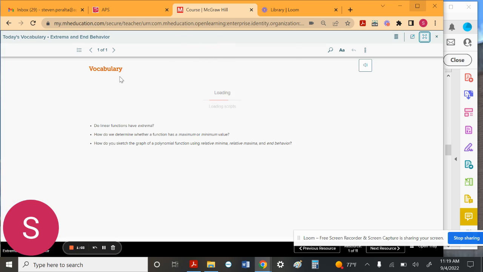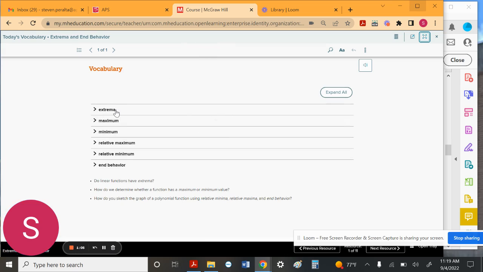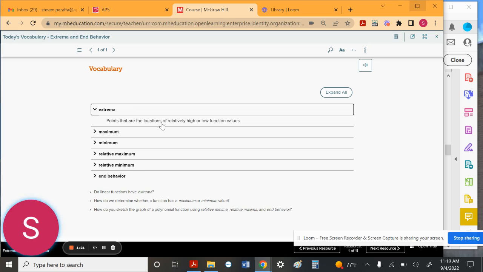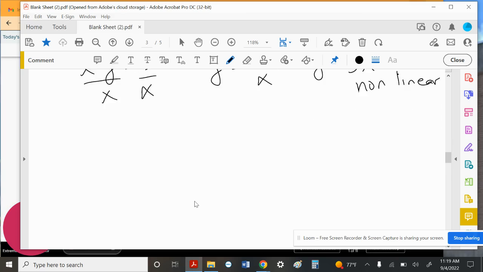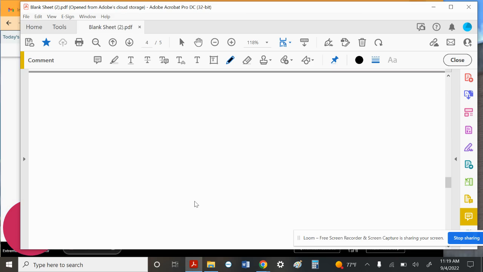So you'll see some things that you have to get through. So extrema, max min, relative max min, relative min. I'm going to use a little different terminology than they use. And then we have this end behavior. I'm going to make this a little bit different as well. So extrema, if you'll notice, are just points of relative highs and lows, which are the relative mins and maxes. So we're going to go through those as we get through this next piece here.